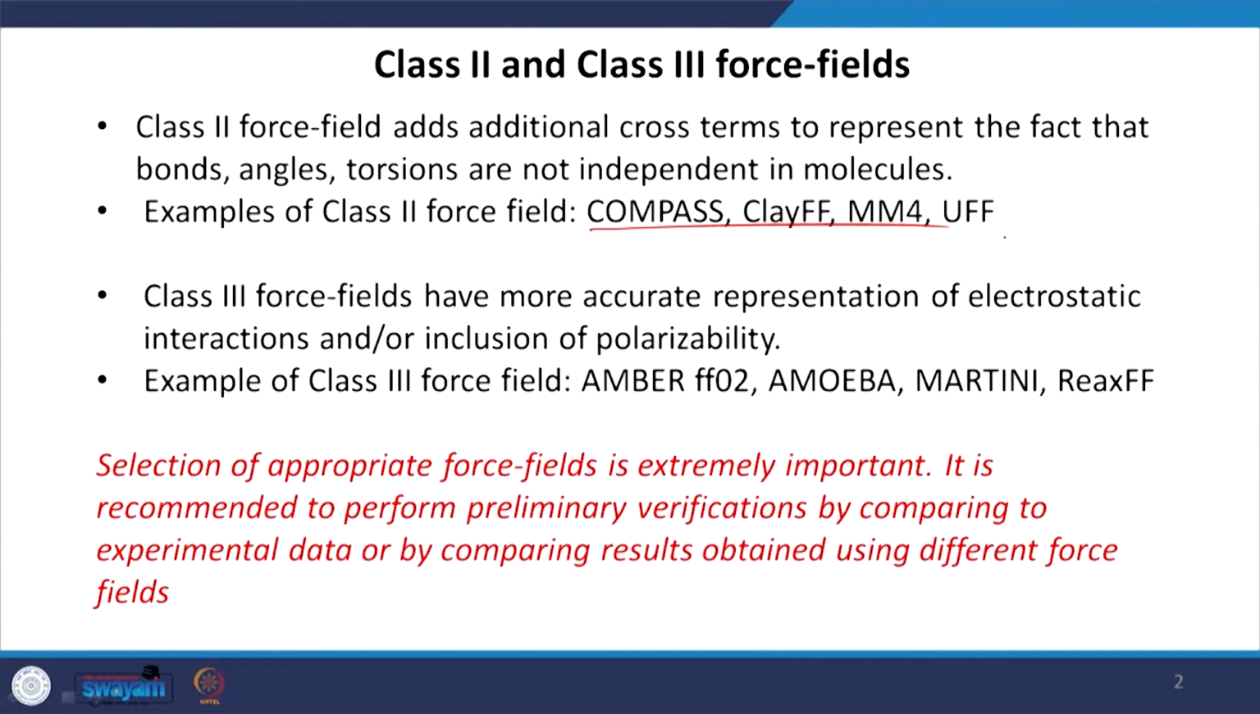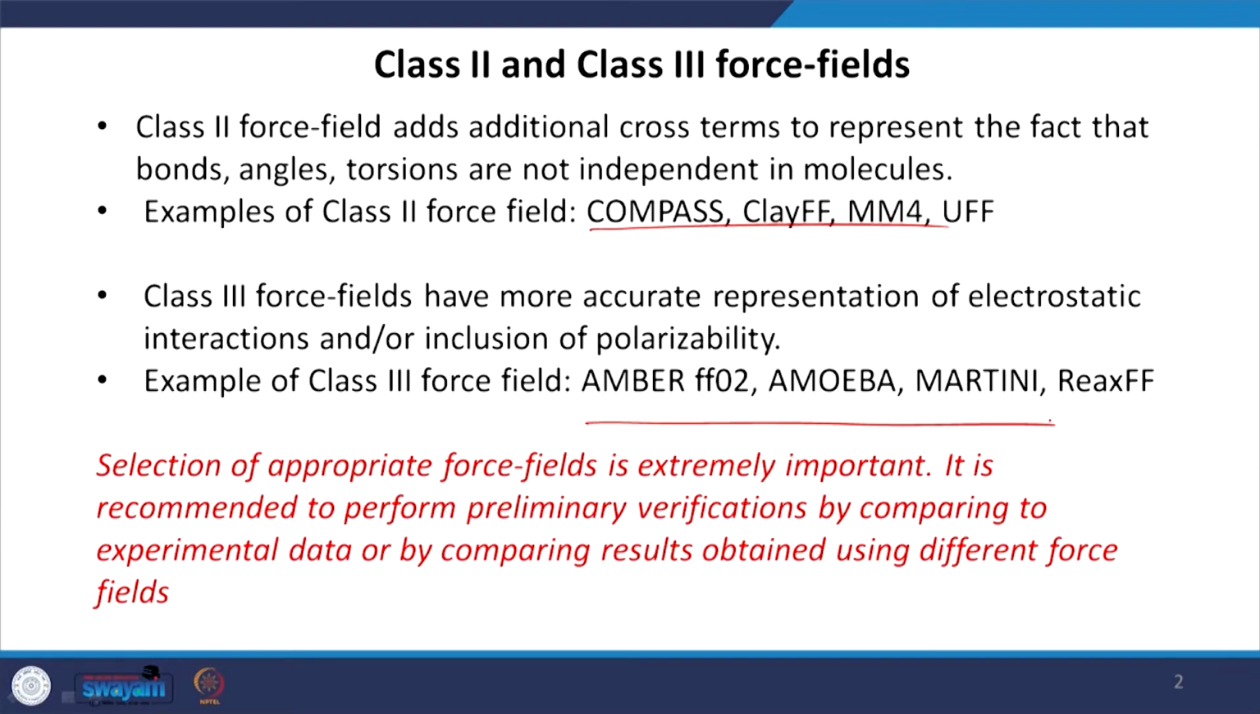Clearly, by introducing more parameters, we can get an even better fit of the experimental or ab initio data, but it is going to add a burden on the force computation part of the molecular dynamics or Monte Carlo simulation. And here are some examples of that: COMPASS, CLAYFF, MM4 and UFF. And then class 3 is slightly more elaborate. It has a more accurate representation of electrostatics, and it also includes the effect of polarizability that is missing in class 1 and class 2 force fields. And again, there are some examples here.